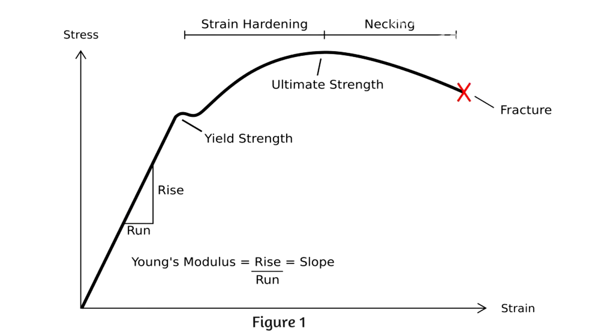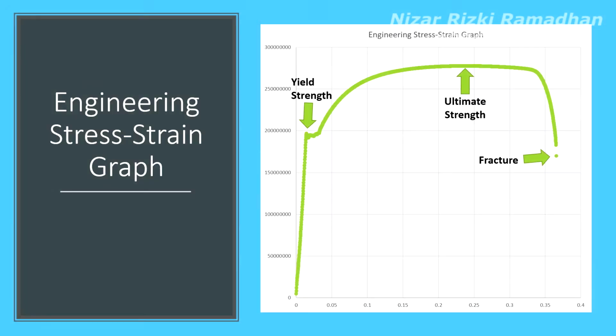Before we get to this stress strain graph, let me explain what is included in it. There are Young's modulus, yield strength, the ultimate strength, and fracture. From the yield strength to the ultimate strength is called the area of strain hardening, and from the ultimate strength to fracture is an area called necking. And this is the engineering stress strain graph. You can see that the graph goes flat at the ultimate strength before going down until it fractures.